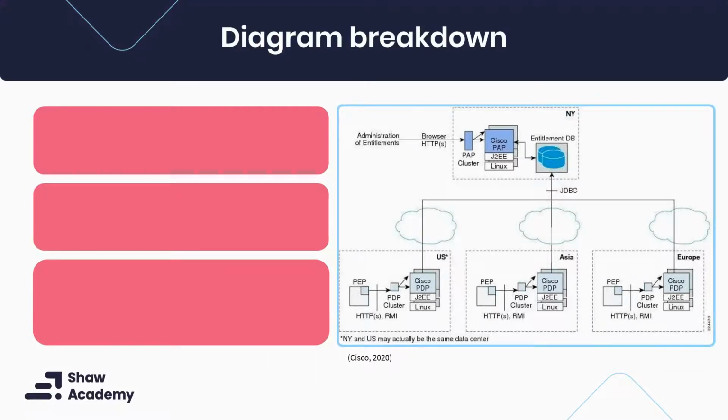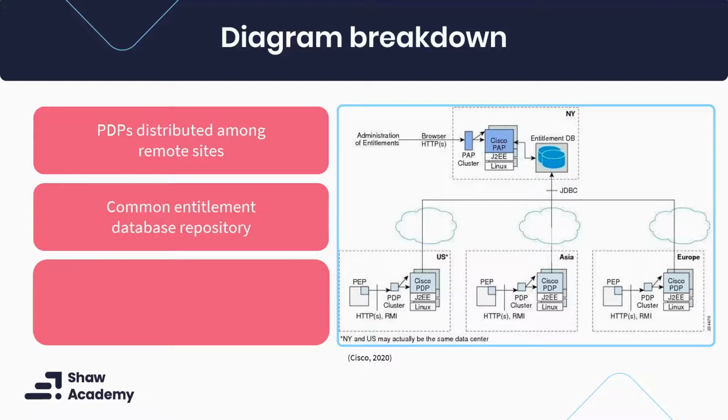The same terminology applies as per our previous diagram, but there are clearly significant differences. Here we can see the PDPs are distributed among the remote sites, and all of them share a common Entitlement Database repository and Policy Administration Point Cluster, PAP. Earlier, we said the Policy Decision Point, PDP, is a component used for making decisions based on the user's attributes from PEP. Here we see that both the PEP and PDP are on the remote side, which greatly speeds up the time it takes to resolve queries.